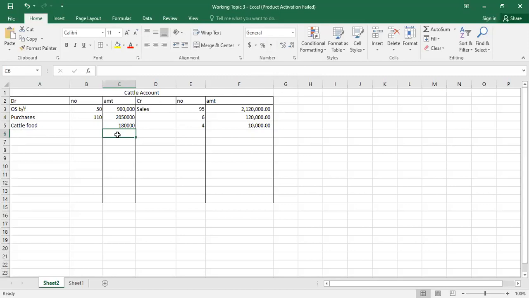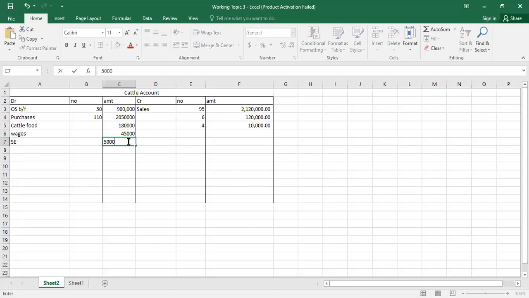Then we have wages for rearing cattle. So there are those employees who are working in the farm, it is a cost. So we are paying them 45,000. Yes. Then we've been told slaughterhouse expenses. Let me just call them SE in the interest of time. And they are costing 5,000.